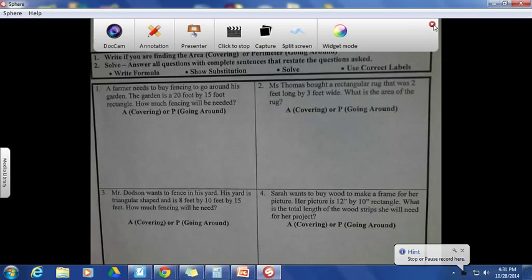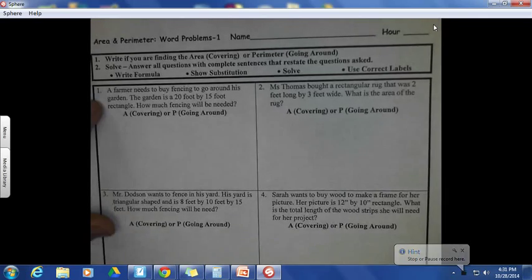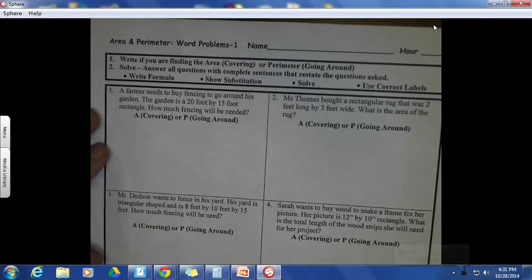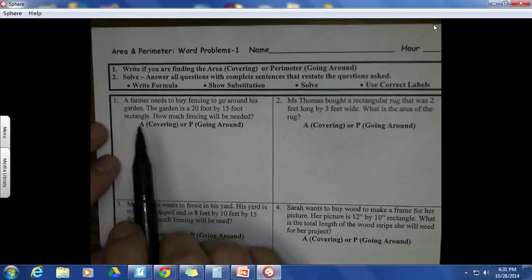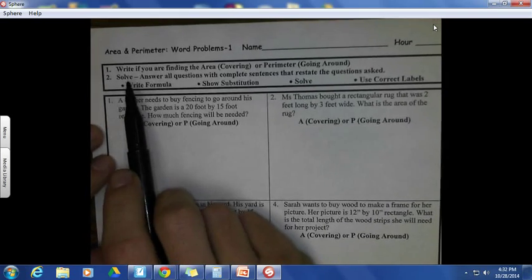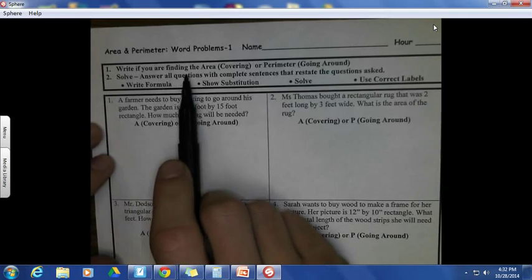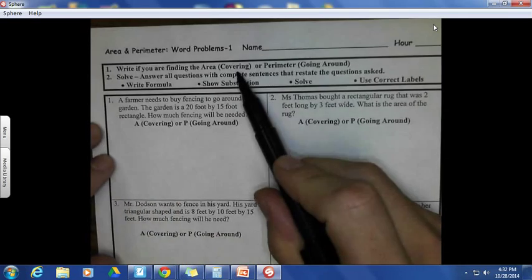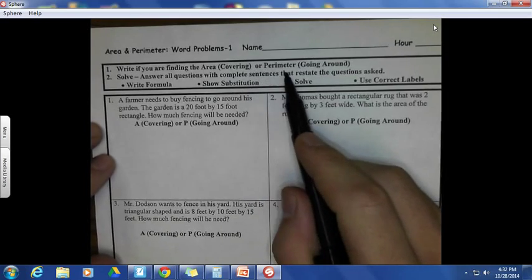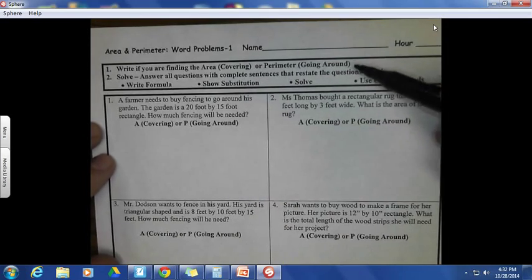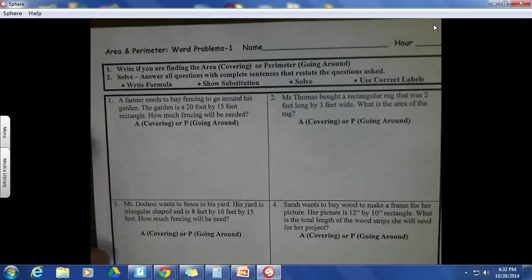Bernay. We're going to go over your area and perimeter homework from yesterday, the word problem. And I'm looking for a few things here. Number one, I want you to write if you're finding the area, which remember we said meant covering a surface, or are you looking for the perimeter, which means are you going around the object.